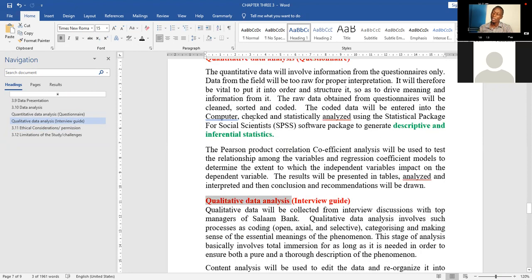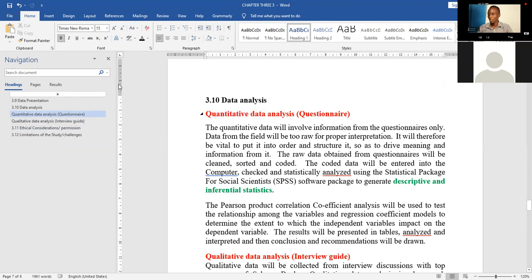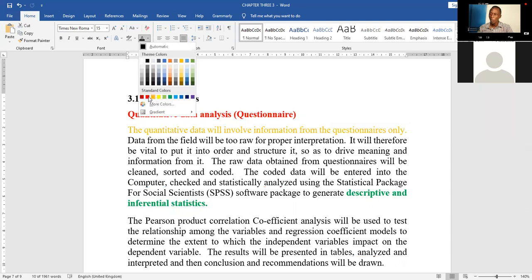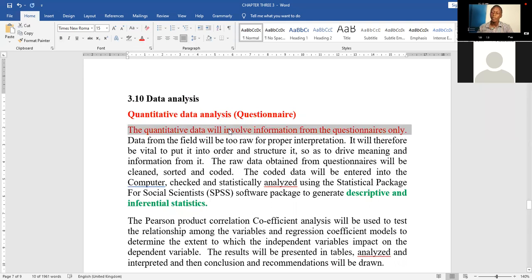So let us first read through the quantitative data analysis that we have here. We are saying that the quantitative data will involve information coming from questionnaires only. That is what it says, because that's what I told you. Quantitative data is the data that comes from the questionnaires.